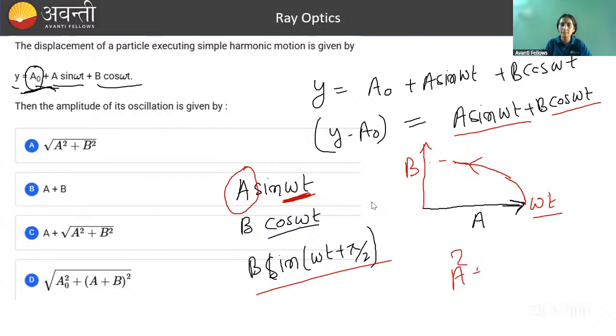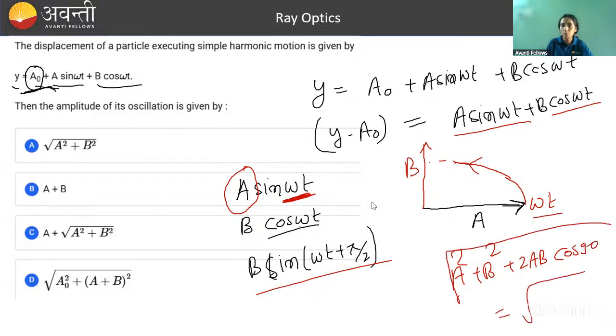Now what is the sum of these two vectors? तो इन दो vectors का sum क्या लिखोगे? A squared plus B squared, 2AB cos 90. So that will give you how much? Root under A square plus B square. This is how we solve or we calculate amplitude. If terms are given like this, constant, you don't have to get bothered by it. ठीक है.